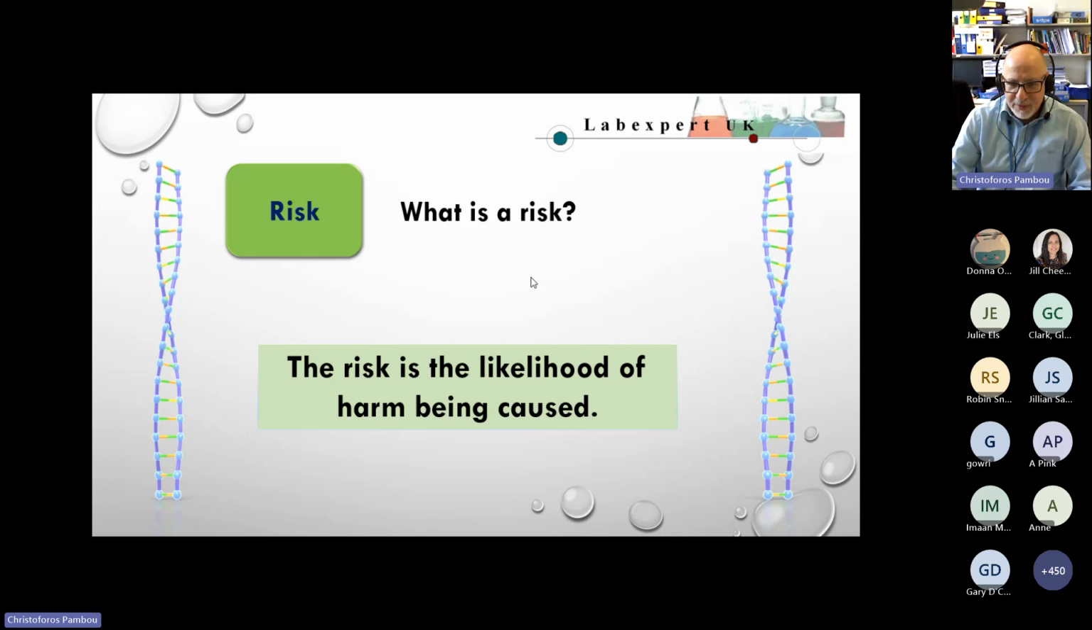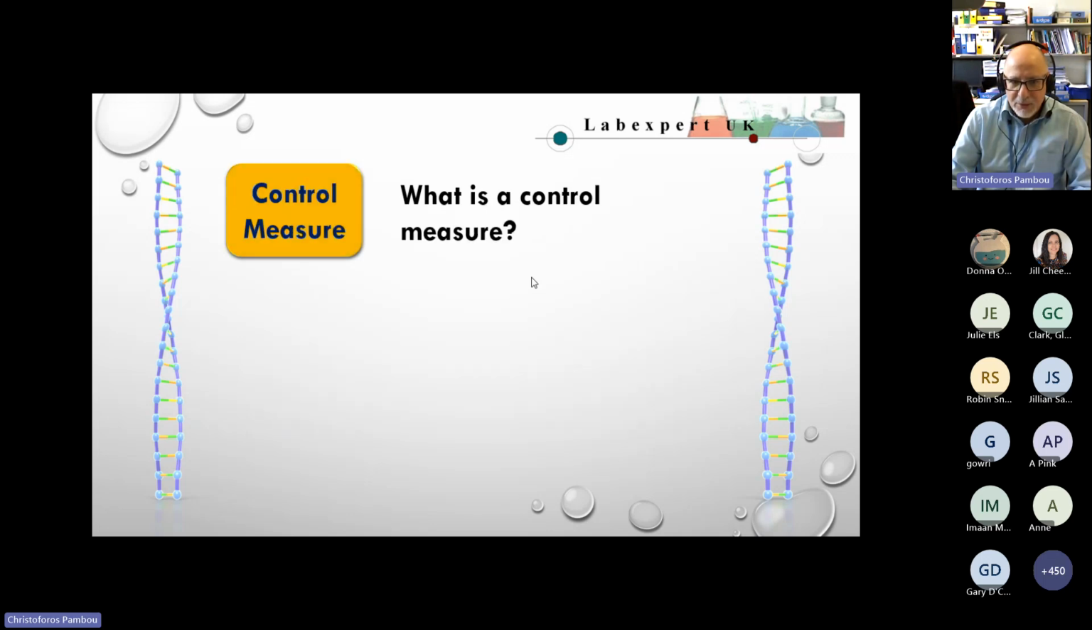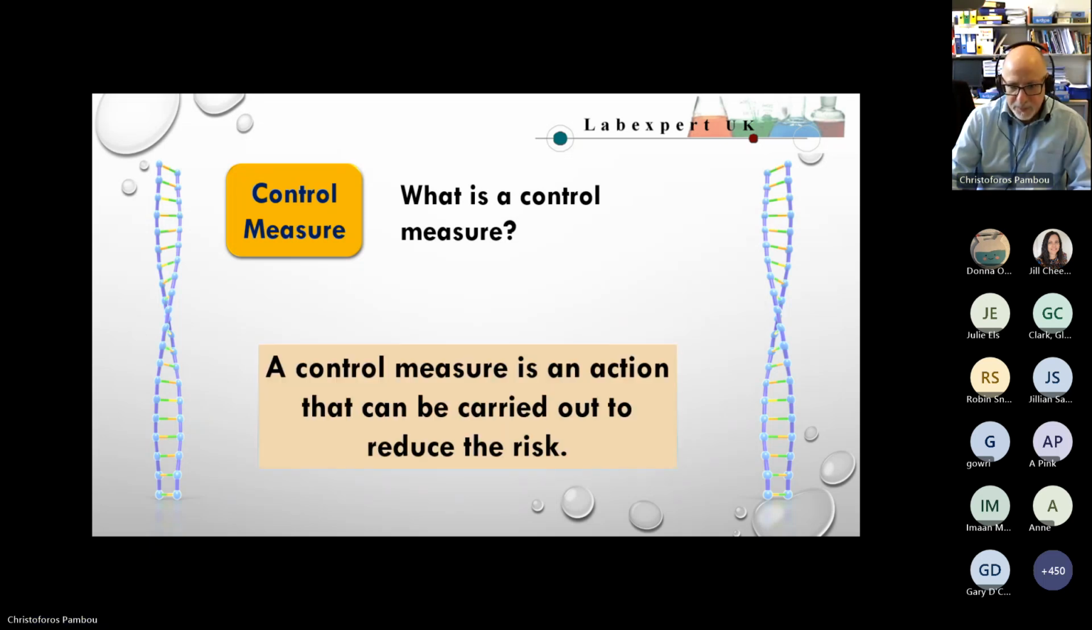So we have the hazard, the risk, and now we have the control measure. What is a control measure? A control measure is an action that can be carried out to reduce the risk. It would be fantastic if we could eliminate the risk, but very often we can't get rid of the risk altogether. Therefore, we try to reduce it to what we call an acceptable level.